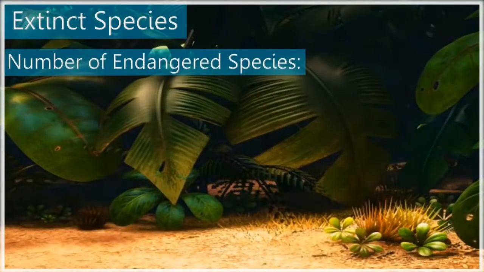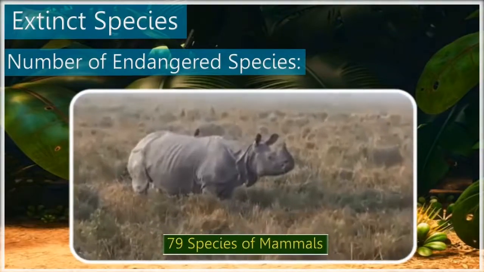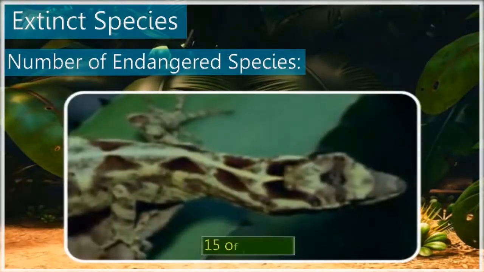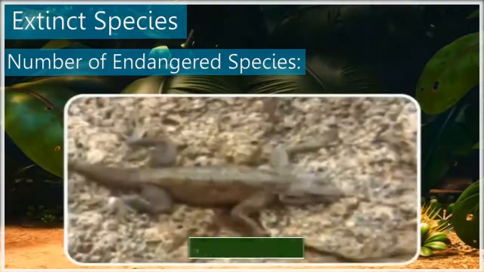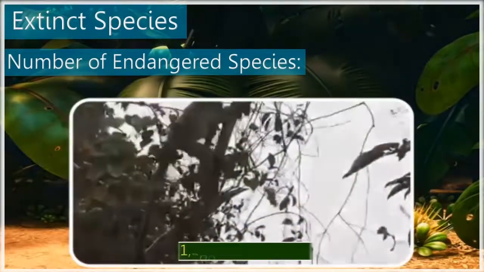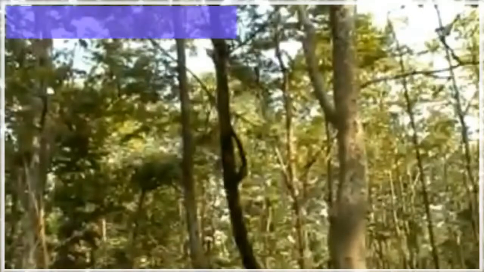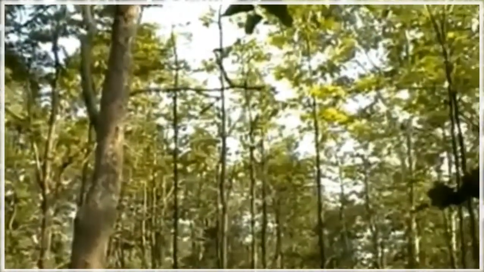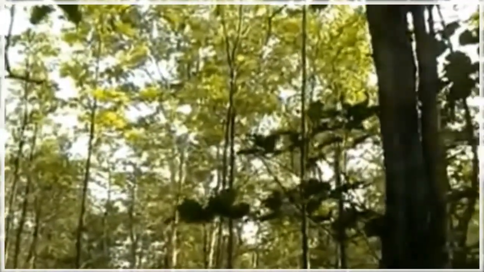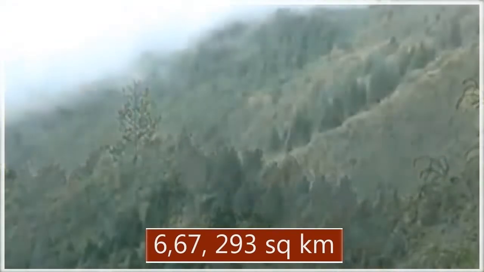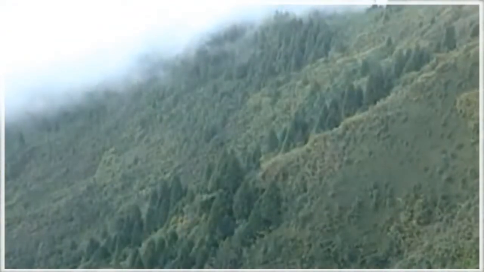Number of endangered species: 79 species of mammals, 44 of birds, 15 of reptiles, and 3 of amphibians. 1,500 plant species are considered endangered. Vanishing forests. The dimensions of deforestation in India are staggering. The forest cover in the country is estimated at 6,67,293 square kilometers, which is 19.39% of the total geographical area.